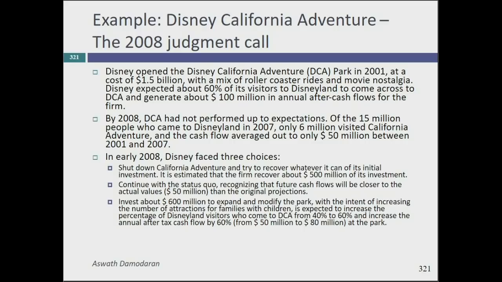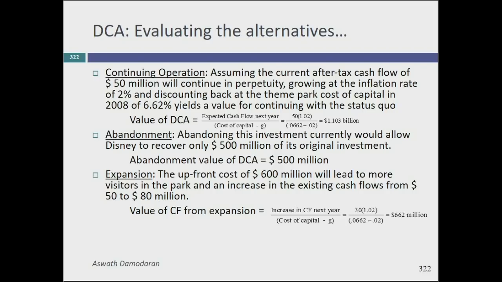You couldn't sell the theme park. Disney was not going to sell it to anybody else, so that choice was not even on the table. So let's see which of these choices makes the most sense. The first one is to continue operations and collect $50 million a year. Not a bad choice. The present value of $50 million a year, growing at the inflation rate, remember the theme park cost of capital is 6.62%, is $1.1 billion. So if they continue California Adventure doing nothing, they get $1.1 billion.